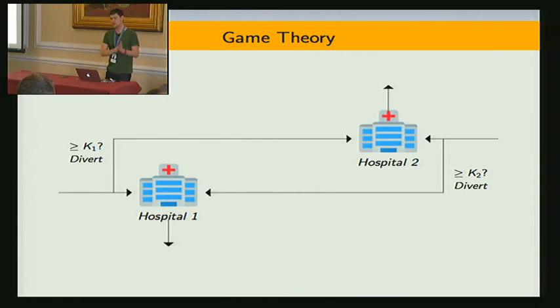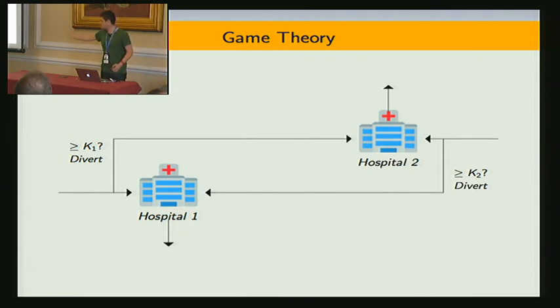So if a patient arrives to the first hospital and they are under capacity, then they're treated at that hospital. If they arrive to the first hospital and hospital 1 is over capacity, hospital 2 is under capacity, then they will be diverted to the other hospital, the under capacity hospital. But if a patient arrives to hospital 1 and both hospitals are over capacity, the hospital 1 must treat that patient, they haven't got anywhere else to send them. And similarly for patients arriving at hospital 2.